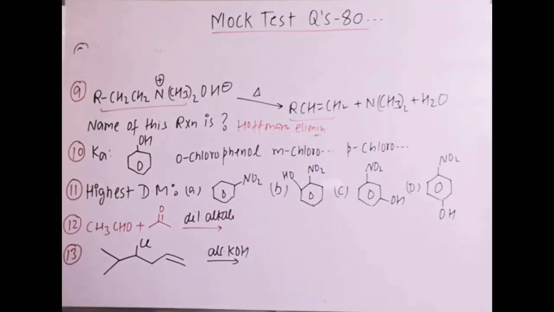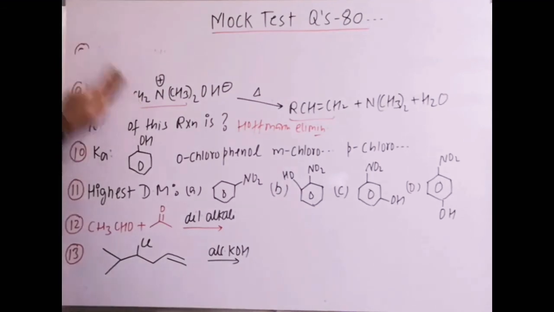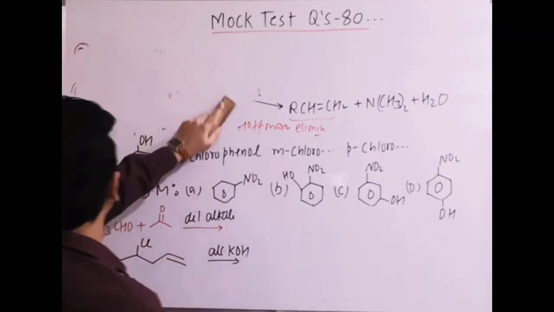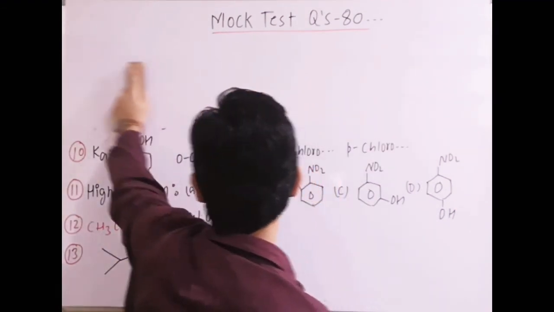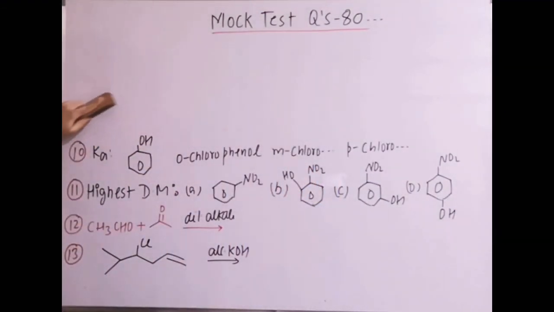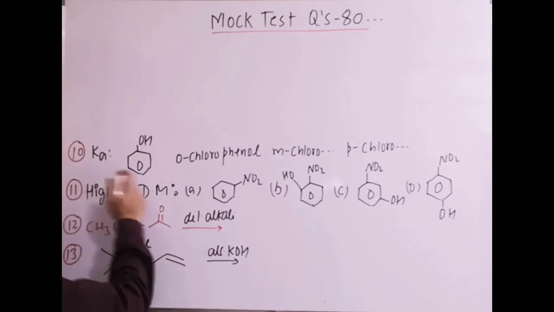Question number 10 is about acidic strength: phenol, orthochlorophenol, metachlorophenol, parachlorophenol. Write down their order of acidic strength. The next question is about dipole moment, the maximum dipole moment among these compounds. So here you can see I am answering question number 10.